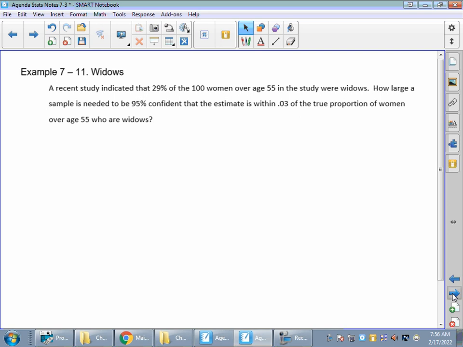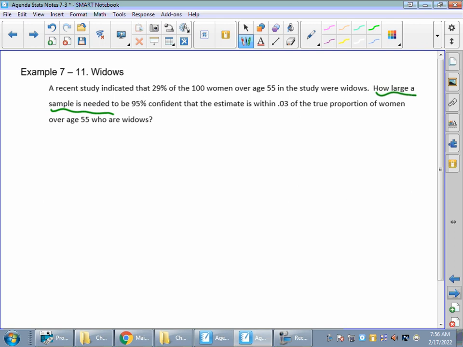All right, so example 7.11, my favorite one. Slurpee sounds good. A recent study indicated that 29% of the 100 women over age 55 in the study were widows. How large a sample is needed? There's my clue, right? That's what tells me what I'm looking for. To be 95% confident that the estimate is within 0.03 or 3% of the true proportion of women over age 55 who are widows. First of all, age 55 is extra information, right?